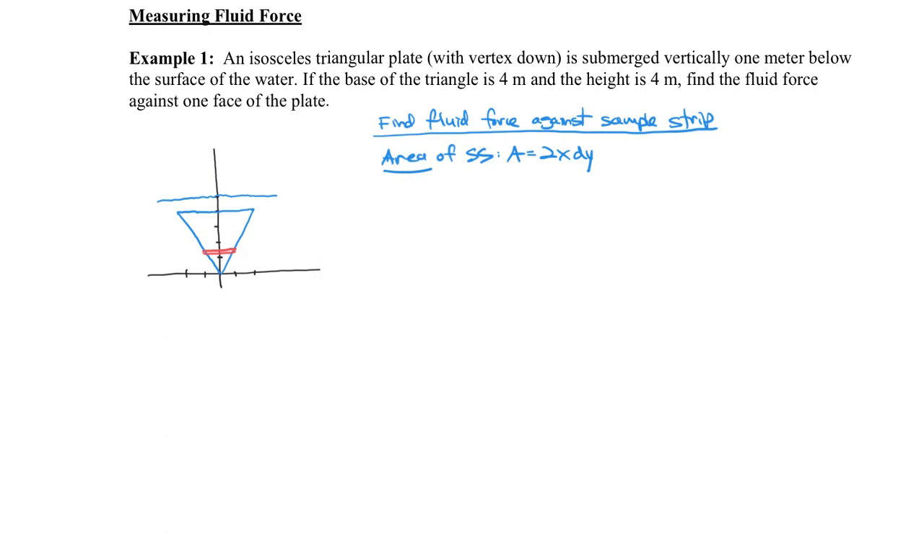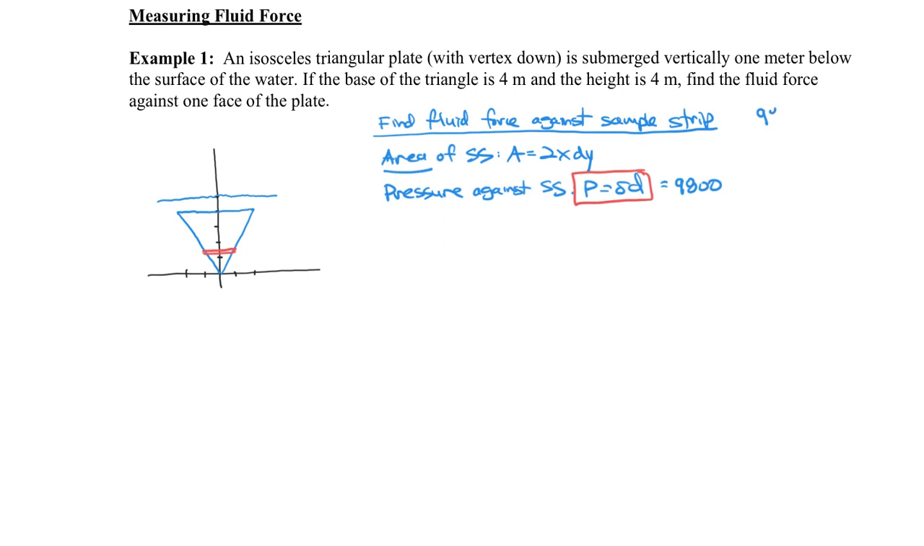Now we need to find the pressure against the sample strip. Well, pressure equals weight density times depth. We use this formula a lot. Pressure equals weight density times depth. Well, the weight density here, because the measurements are in meters, we're using the metric system. So the weight density of water in the metric system is 9,800 newtons per cubic meter.